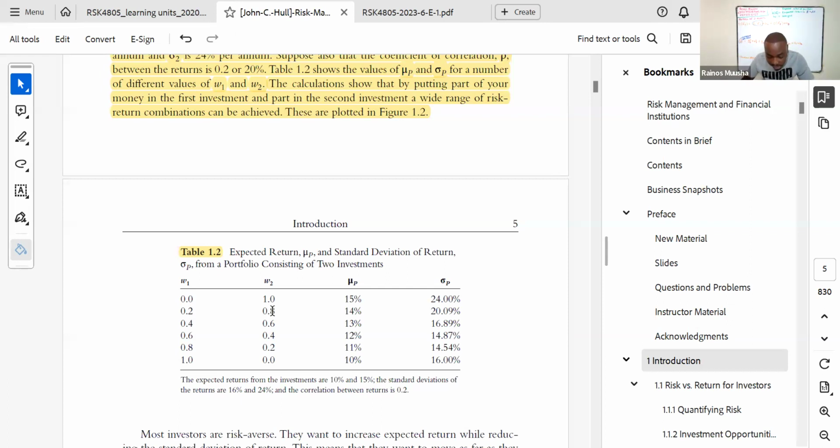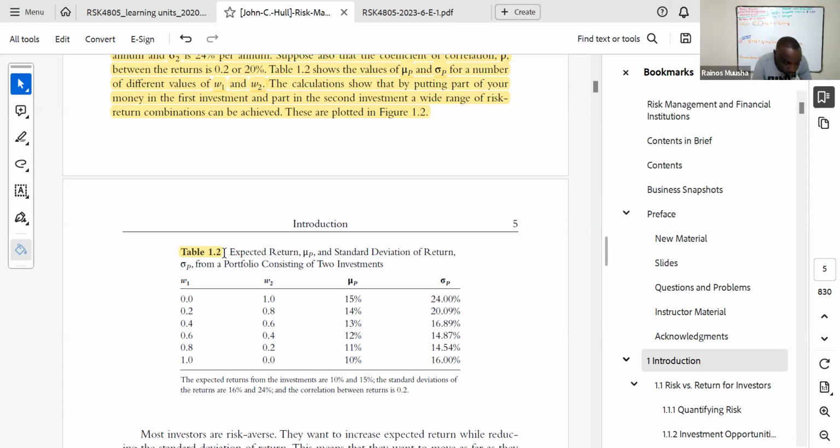just like probabilities, weights always add up to 1 or 100% as well. If you put them as decimals, the weights should add up to 1. So that's why you see that 0 plus 1 equals 1, 0.2 plus 0.8 equals 1. The weight of 0.4 for asset 1 and weight of 0.6 for asset 2 still adds up to 1. So given this, they are telling us that if you do the calculation, this is how much you should get as the expected return of the portfolio, and this is how much you should get as the standard deviation of the portfolio.